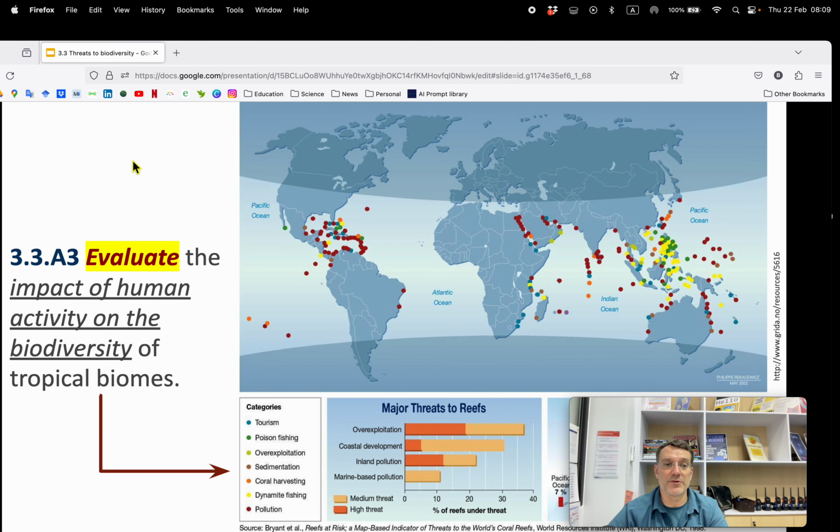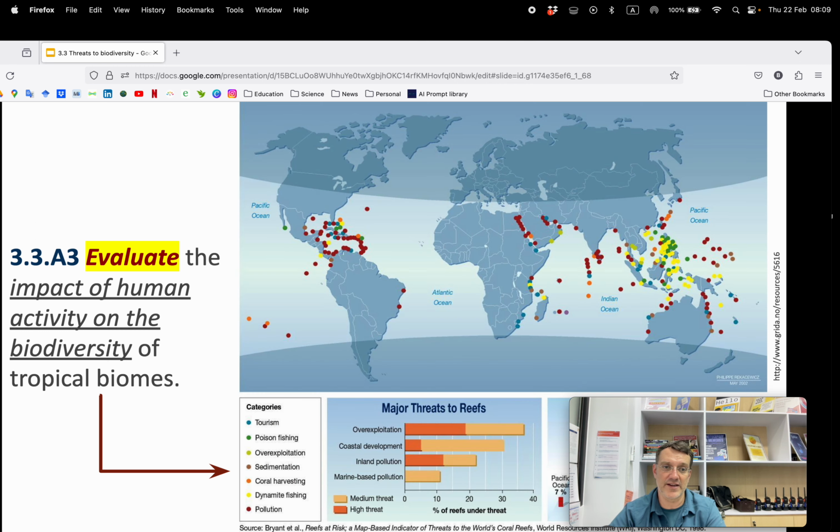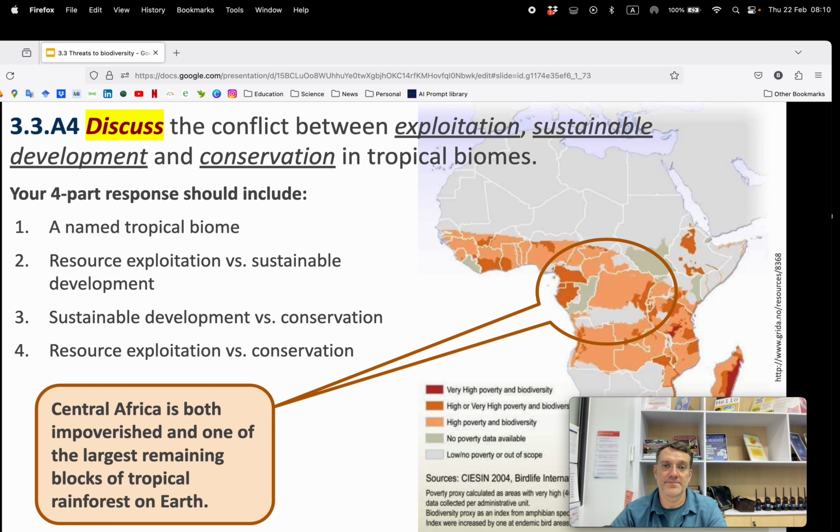Then you'll also need to be able to evaluate the impact of human activity in tropical biomes. All of these little dots here show different threats from human activities. So these two activities, describing threats to biodiversity in a given natural area and evaluating the impact of human activities, are very closely connected. So look at what people are doing in tropical biomes, pick an activity, and describe that threat in that area.